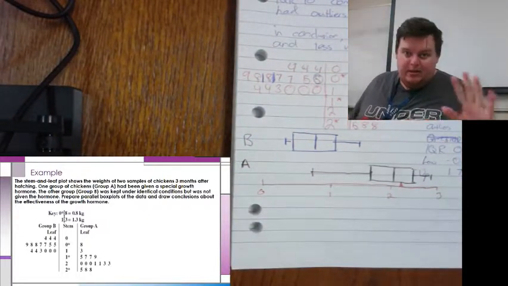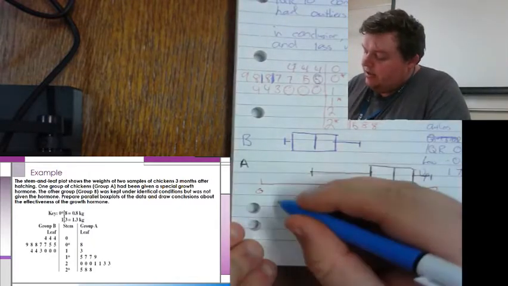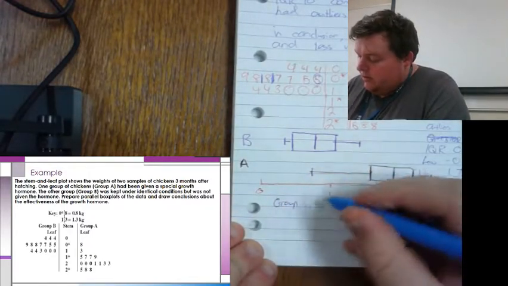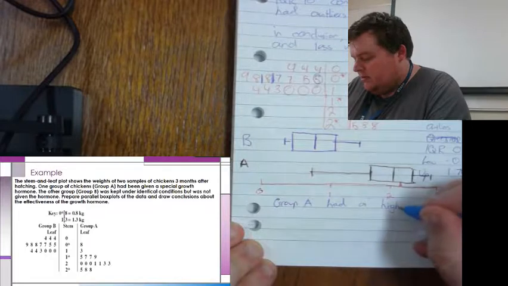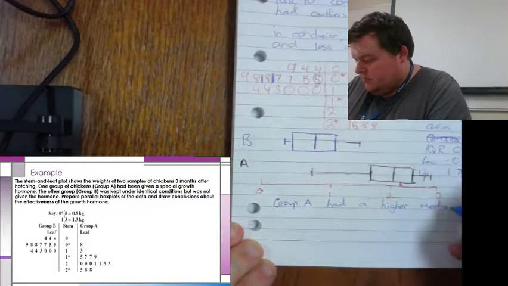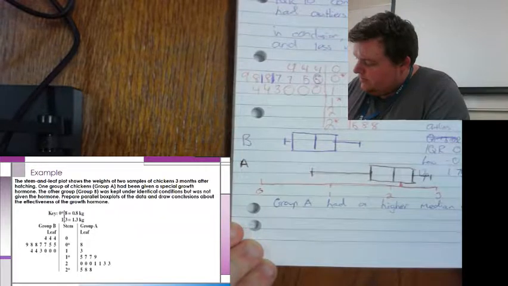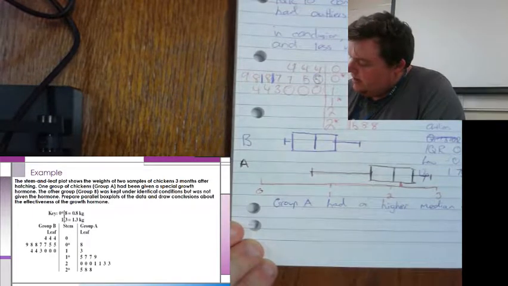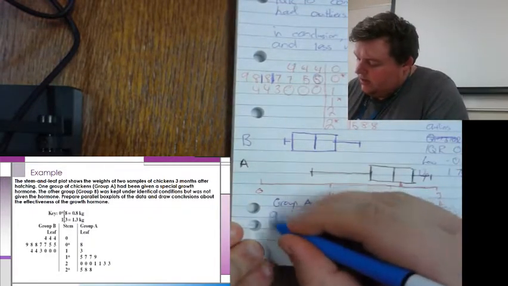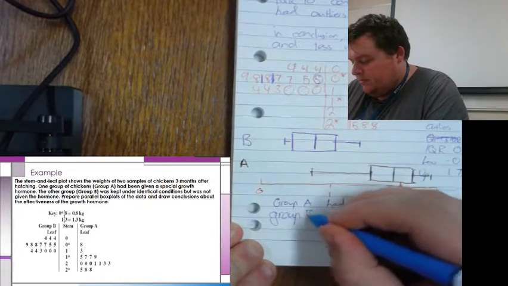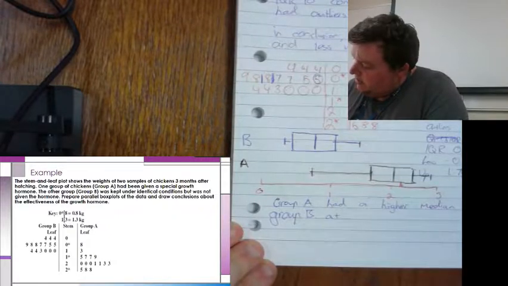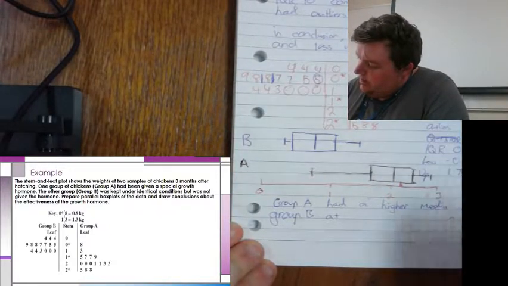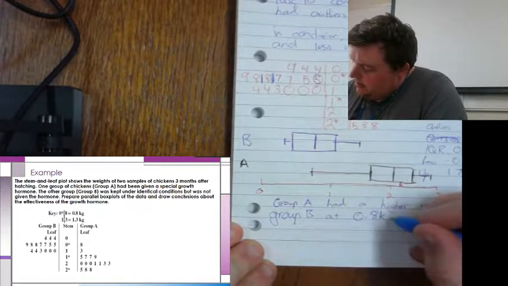Now I'm going to quickly comment, and then you won't have to listen to me anymore. So comment would be that group A had a higher median weight, which was 1.7 kegs, then group B at, median is 2 kilos, so not 1.7, 2 at 0.8 kilograms.